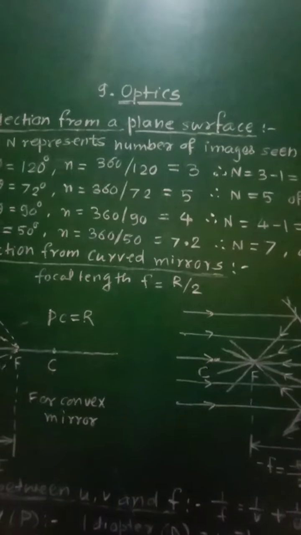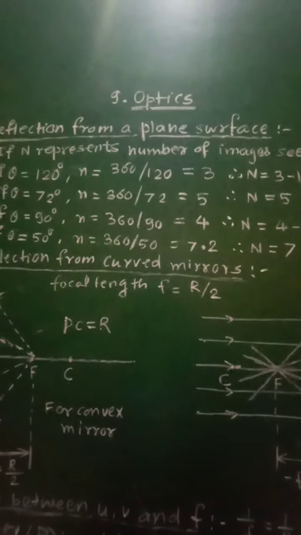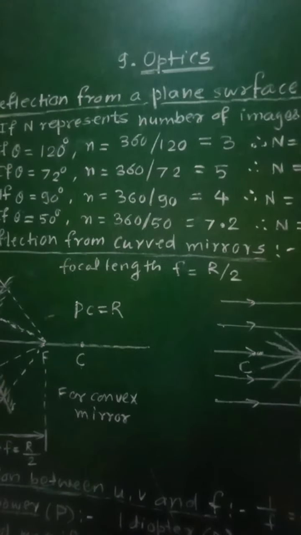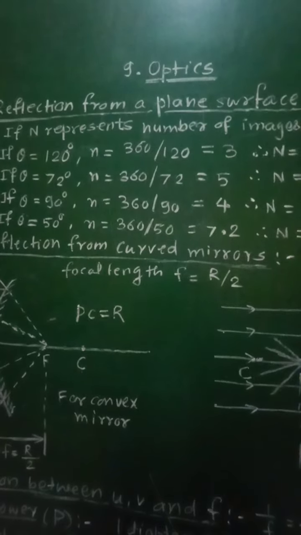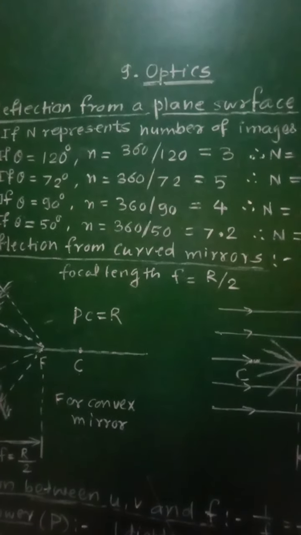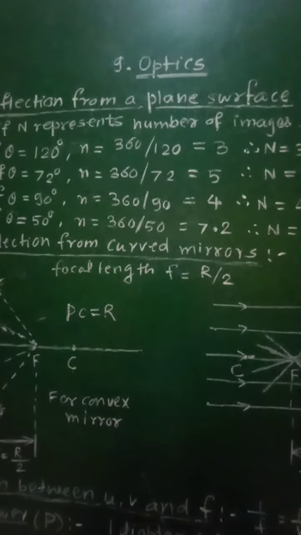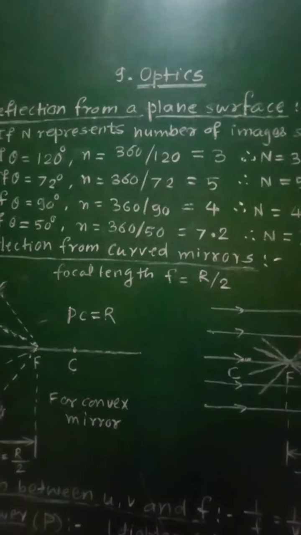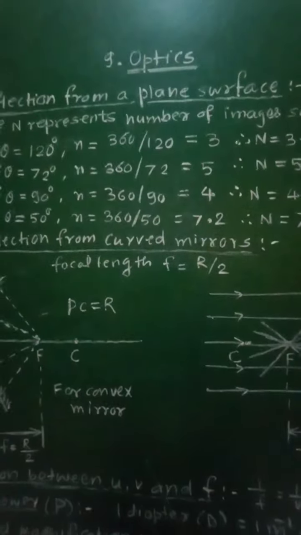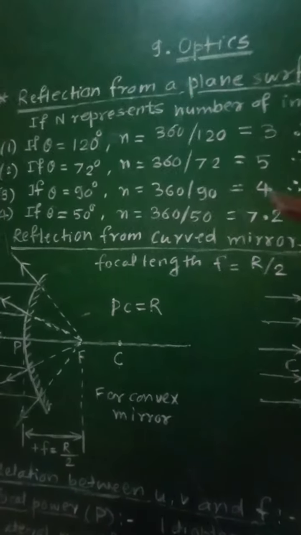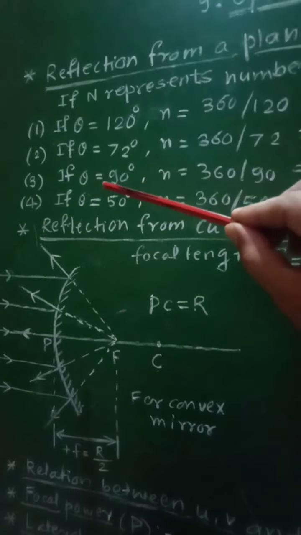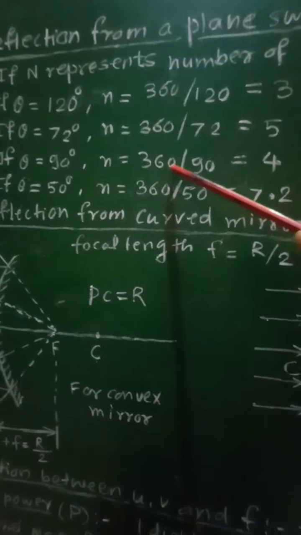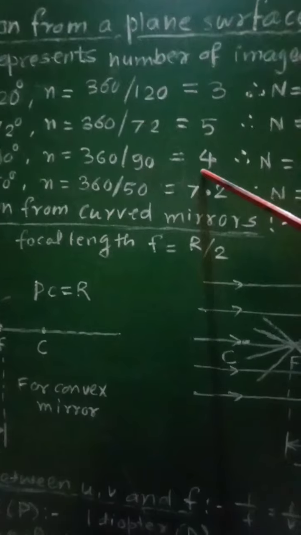Then third case, if n is an even integer, then the number of images seen, capital N, will be equal to small n minus 1, irrespective of where the object is. So it will not depend on the position of the object. For example, if theta is equal to 90 degrees, then n will be equal to 360 upon 90, that will be equal to 4.